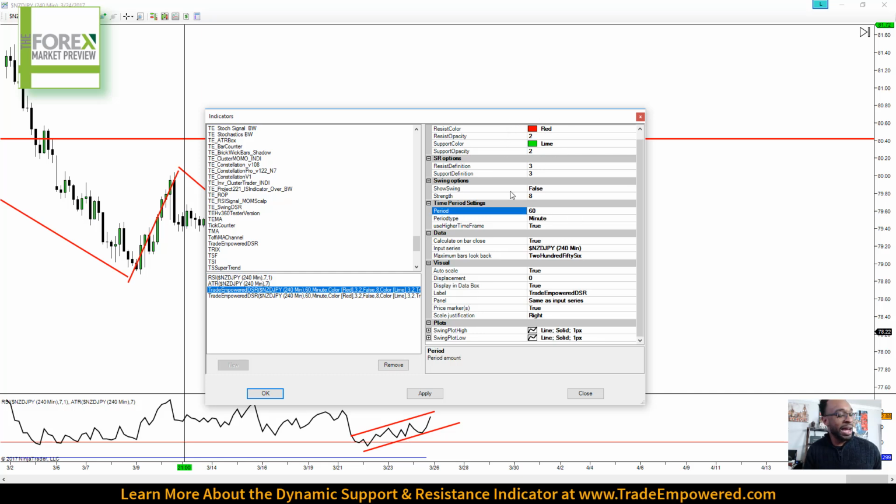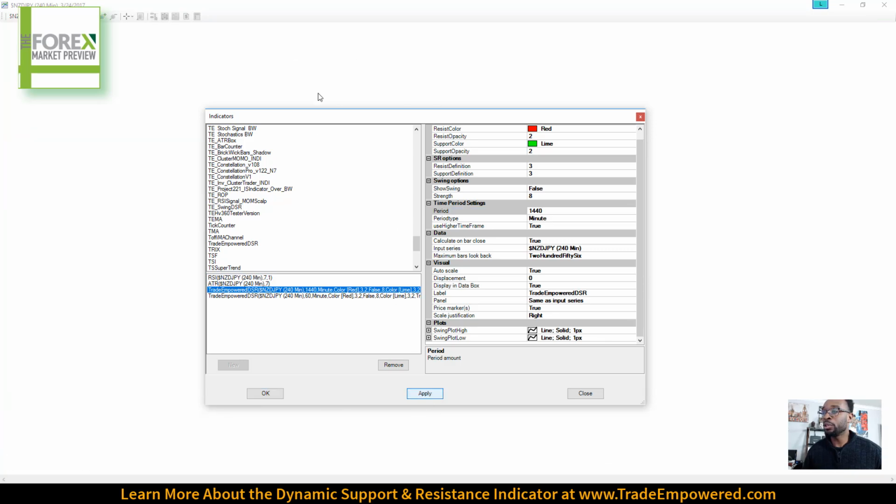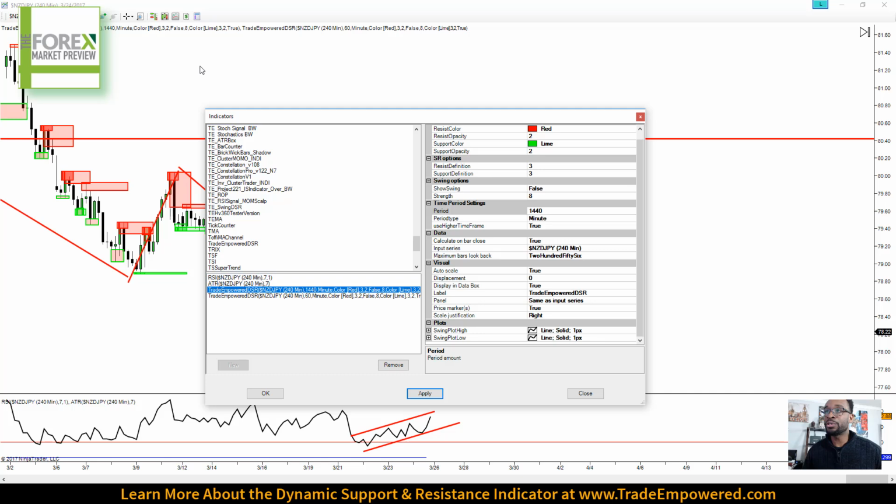And I want to put that to my higher time frame, which in this case is going to be the daily chart, since I'm on a 4-hour time frame. I'm going to apply that, give it some time to load up. Oops, sorry. I can just make it simple. Let's do 1 day. Easier. There we go. That's going to be better.